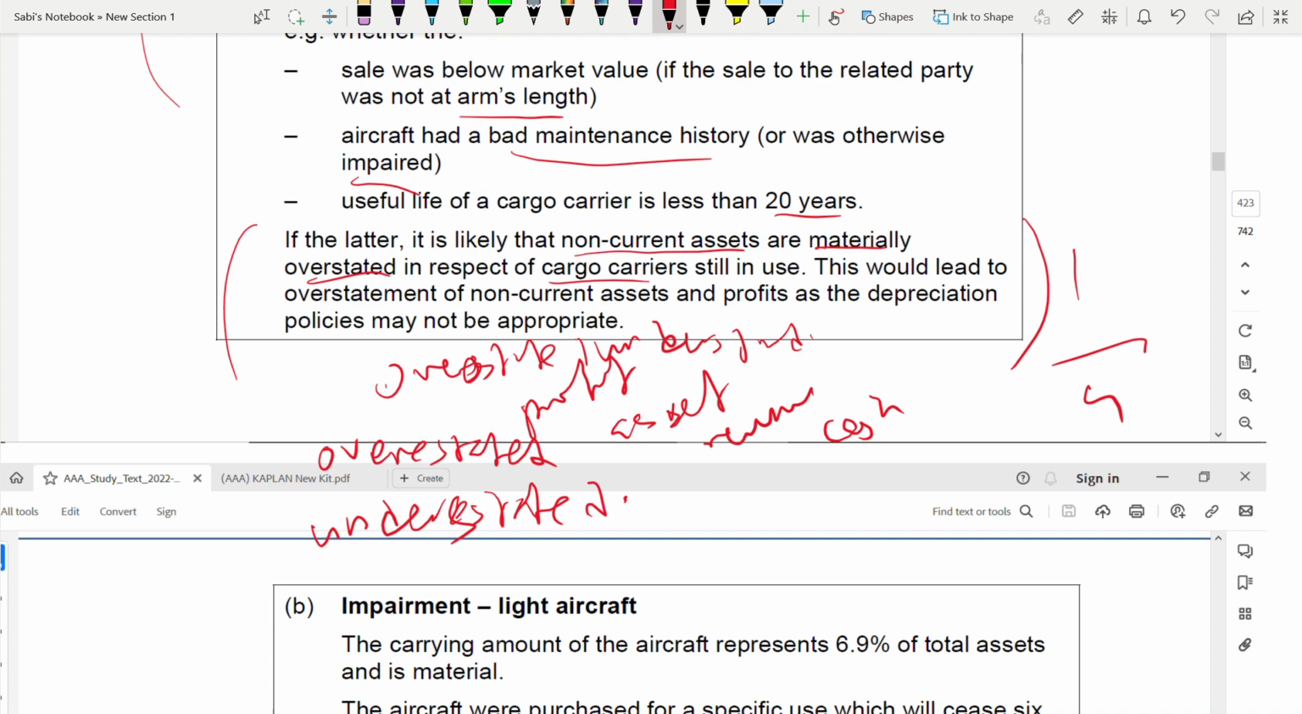And if it is overstated, remember, both your non-current asset and the profit will be overstated. Why profit? Because depreciation is linked to non-current asset and depreciation is an expense. Your depreciation will be lower if your non-current assets are this one. The policies that you use for depreciation may not be appropriate. So that's why profits would be higher. Now, with this understanding, in a similar way we are going to answer B and C also.